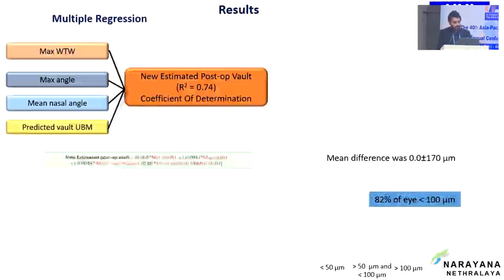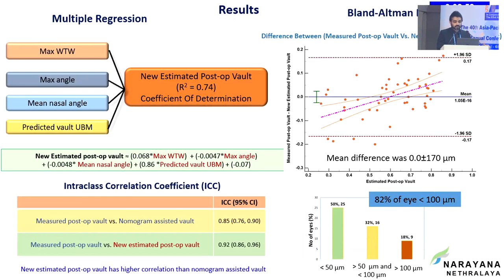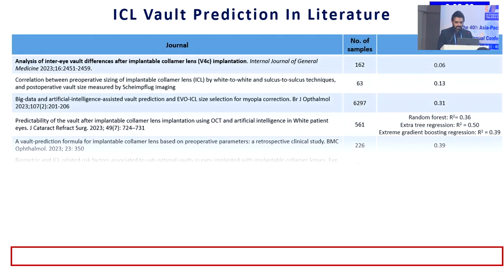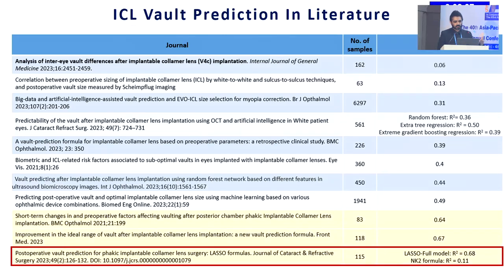Basically, with the new estimated postoperative vault, the coefficient of determination, or R square, was 0.74. The closer it is to 1, the better it's performing, and the interclass correlation coefficient was 0.92. Again, closer to 1 means it's performing better. Now let's look at all the formulas and their R square, and how they perform. It can range from 0.3 to 0.4, and the best right now is the Lasso formula, whose R square is about 0.68, and our formula is even better than that.